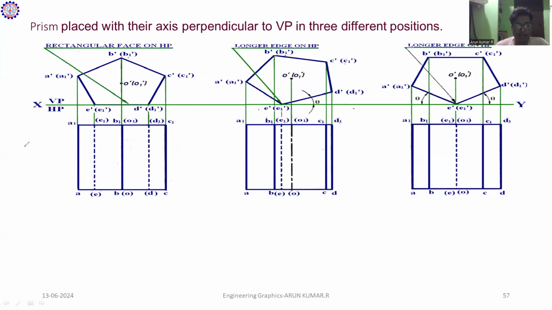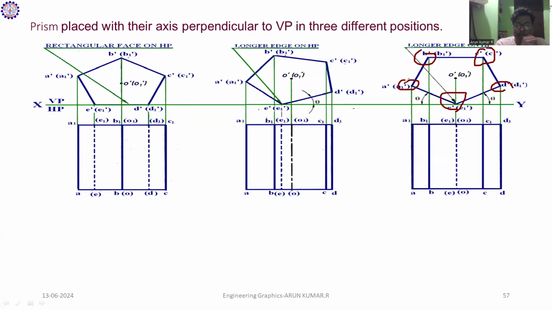So these are the longer edges, this one and this one, and I mark them as the longer edges. You have to take any one longer edge on HP. That is the condition for the orientation of the solid, placed according to the condition of the axis perpendicular to VP. So in this condition I have to place the solid.